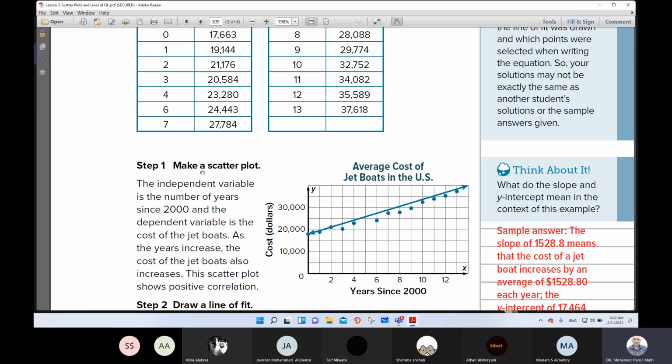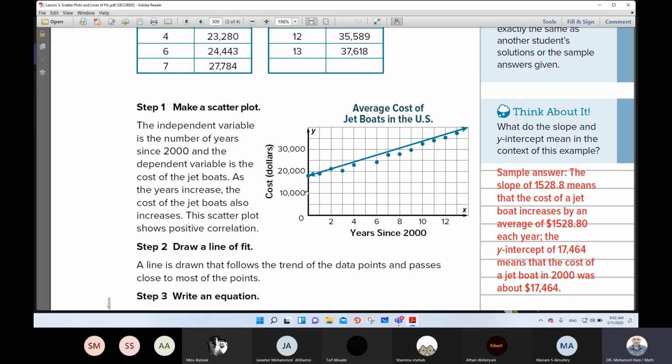At the first step, make a scatter plot. We can draw the graph from the points inside the tables. As you see, the points increase in the years and increase in the cost, so we have positive correlation. Then we can connect the points here and we will get a linear pattern. The second step: draw a line of fit. The name of this line is a line of fit.